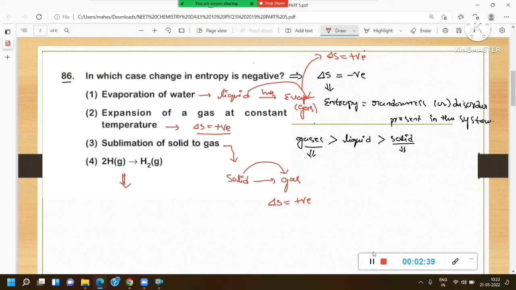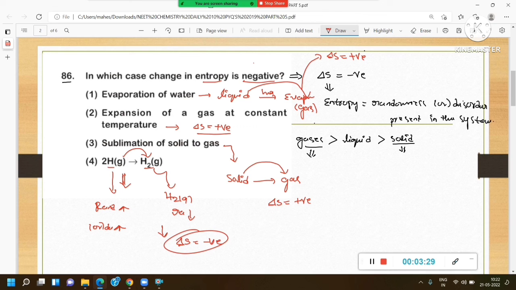Now let us verify option 4. Here two individual hydrogen gas atoms combine to form the H2 molecule. Individually, its randomness or disorder is very high. It combines with another hydrogen atom to form a hydrogen molecule. In the molecule, the randomness is decreased. Its randomness is decreased. That's why delta S value becomes negative.